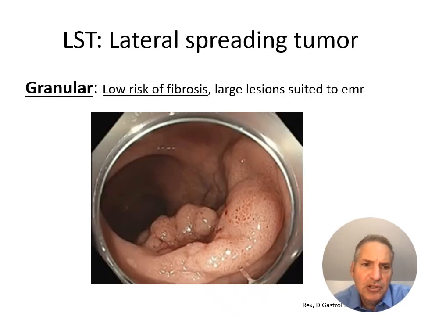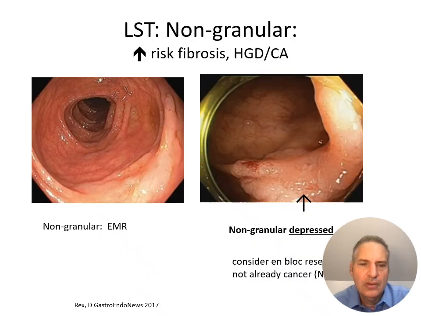Laterally spreading polyps can be defined as granular or non-granular. Granular polyps have a bumpy surface pattern that indicates a low risk of fibrosis. These polyps typically lift very well with submucosal injection and are well suited to EMR. Laterally spreading tumors that have a smooth surface are termed non-granular. These have an increased risk of fibrosis, and it's important to assess for areas of depression that may indicate underlying high-grade dysplasia or possibly cancer.